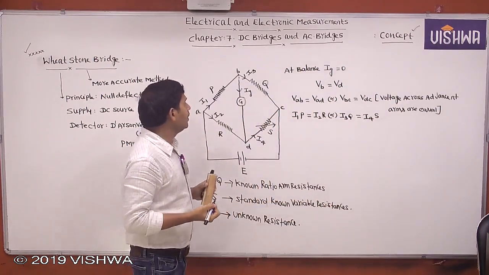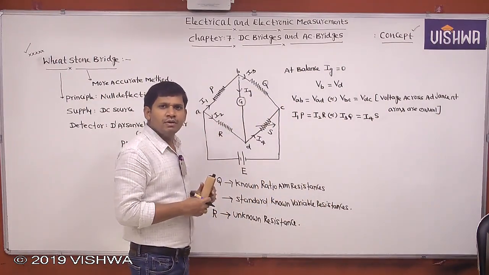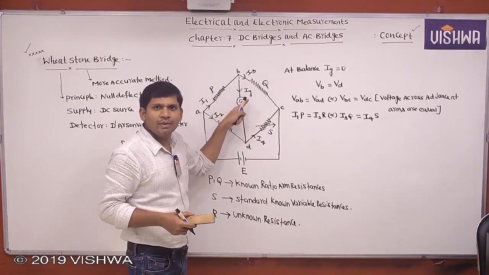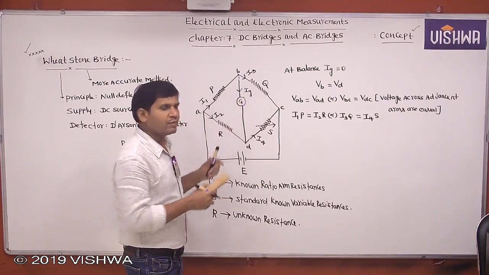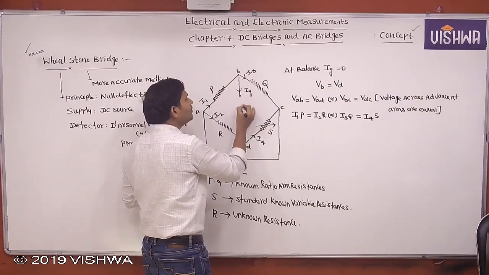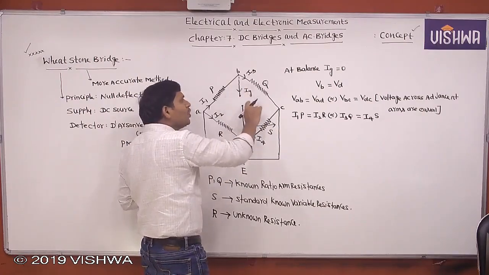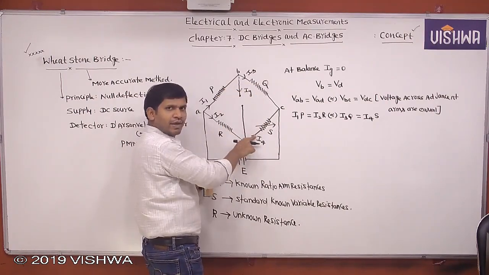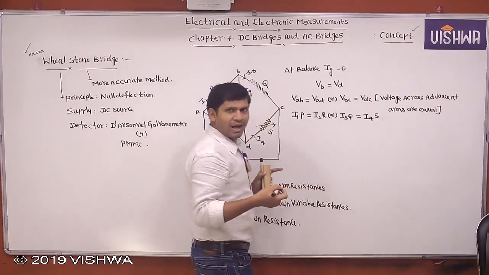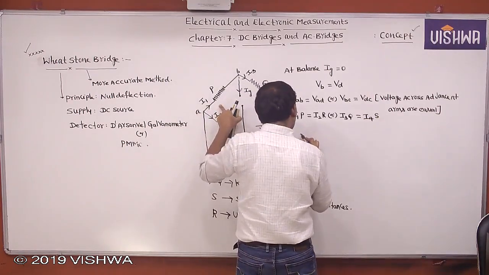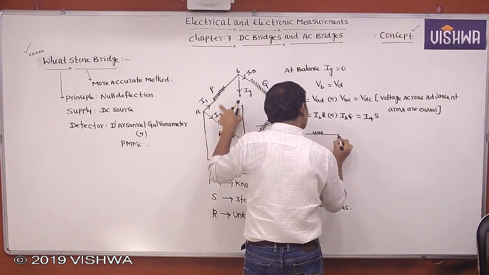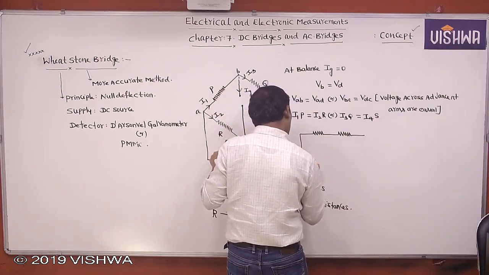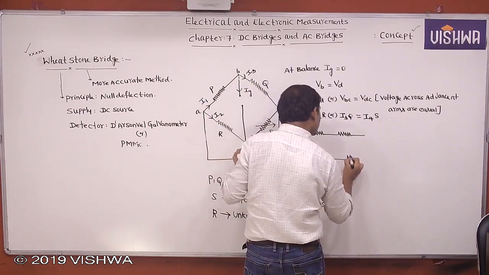Clear? Now, at balance condition, I am telling that there is no current through the galvanometer. No current through the galvanometer means the galvanometer is at open circuit condition. If it is at open circuit at balance, then here there is no current, which means these two resistors are in series and these two resistors are in series. Now I am drawing the equivalent circuit at balance. Therefore at balance there is no current through the galvanometer, so this resistance and this resistance are in series. That is, P and Q are in series. Then what about R and S? R and S are also in series.